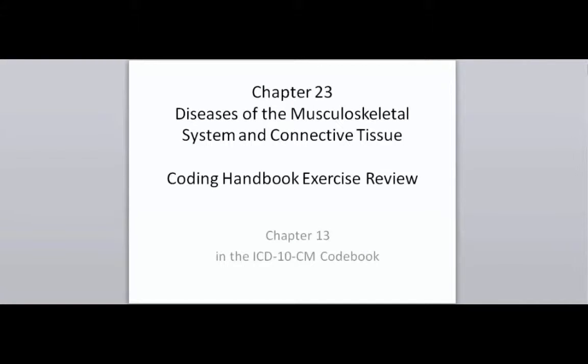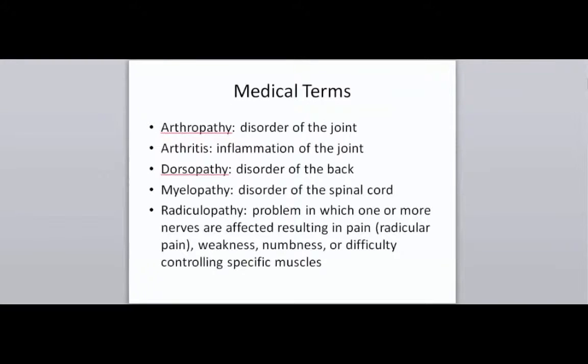Hello, today we're going to look at Chapter 23, which is Diseases of the Musculoskeletal System and Connective Tissue, and this corresponds to Chapter 13 in the ICD-10-CM Codebook. This chapter has a lot of medical terms and anatomy that you're going to be lost if you can't remember your anatomy of a musculoskeletal system.